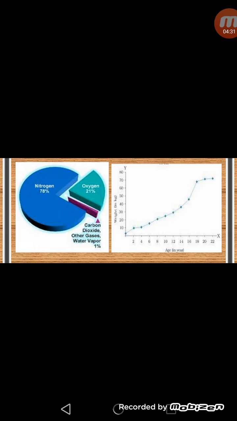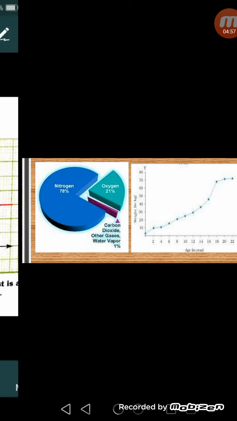In the same way, we can also draw the line graph as shown in the next diagram. Here, age in years is given on the x-axis, and weight in kilograms is given on the y-axis. So by reading this graph, we come to know that people of this age have such weight. So we can say all these three types of graphs give very important information about the data.